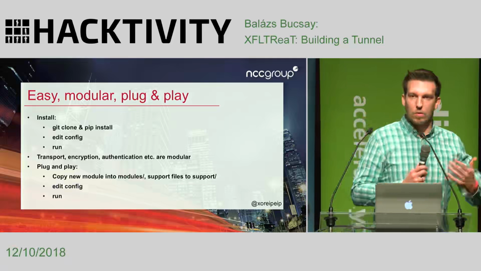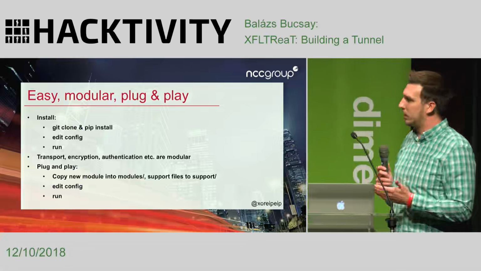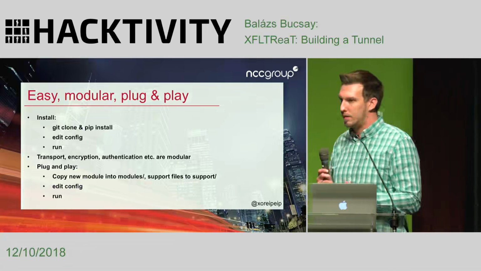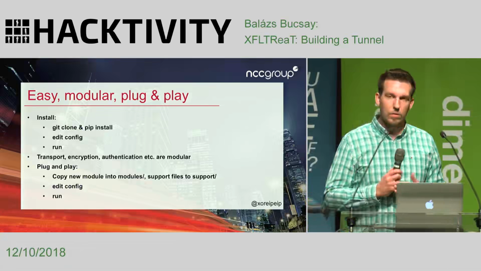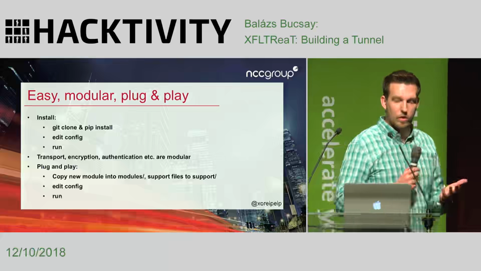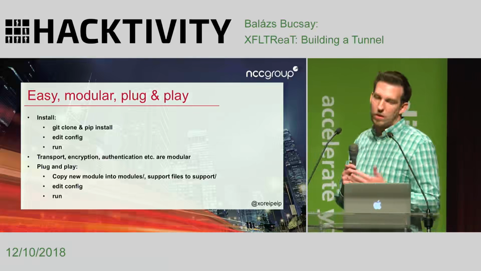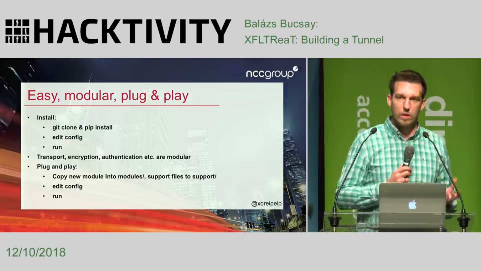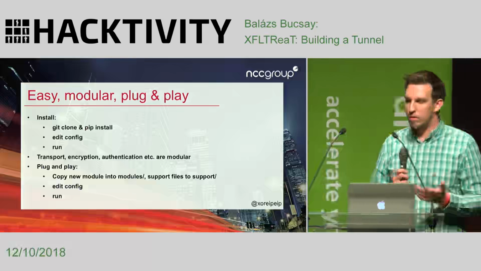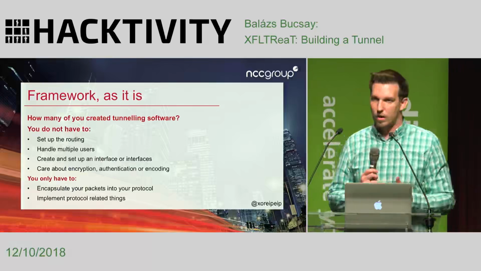Basically, you go to GitHub and clone it, and install the requirements with pip. It's really basic. Edit the configuration and run it. That's it. You do the same on the server side, and you have a tunnel. That would be the theory behind it. All the transportation, encryption, and authentication parts are modular. Whenever there is a new release, you just copy the files into the corresponding directory, edit the configuration again, and run it.